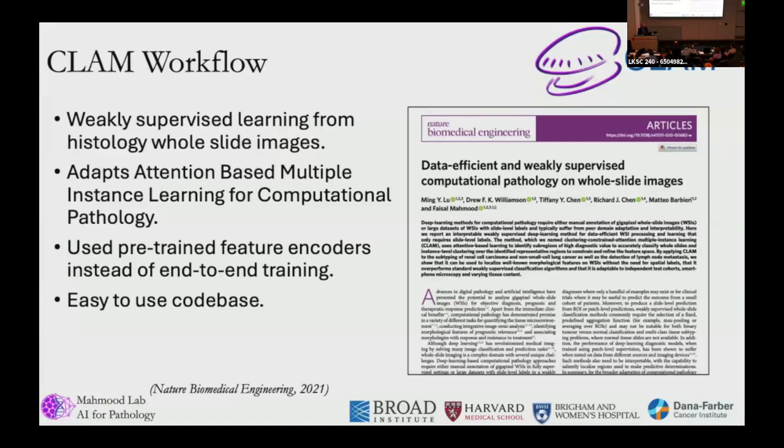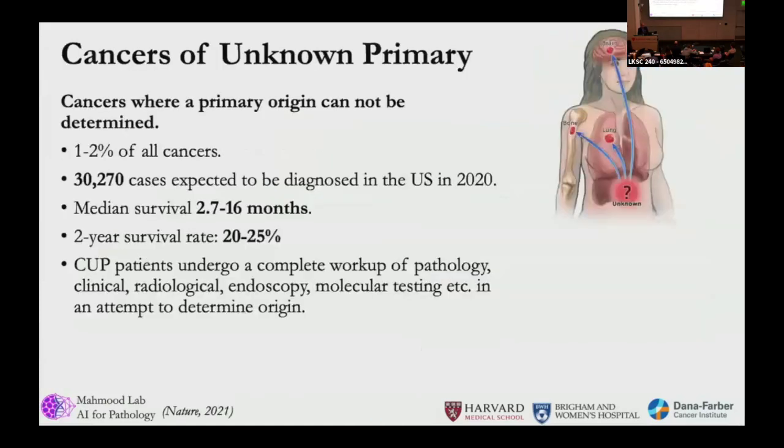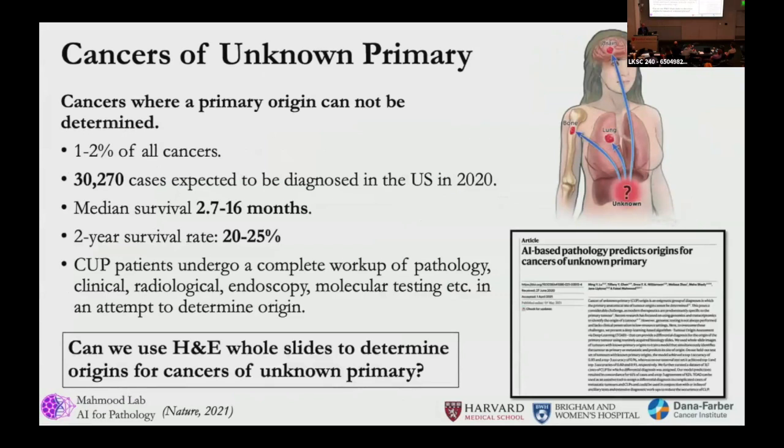We then applied this to a number of different problems, including cancers of unknown primary. So when cancer metastasizes, it often becomes unclear where it may have originated. And we posed this as a weakly supervised classification problem, where we wanted to see if we can use conventional H&E whole slide images to predict where the origin might be. So that's what led to this study. And there are a number of other studies using a similar kind of technical framework.